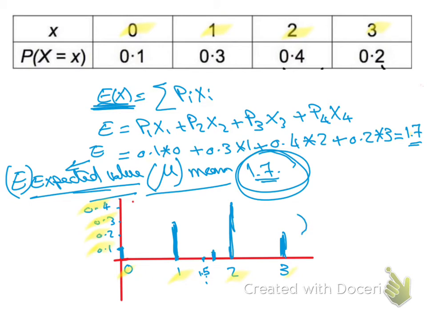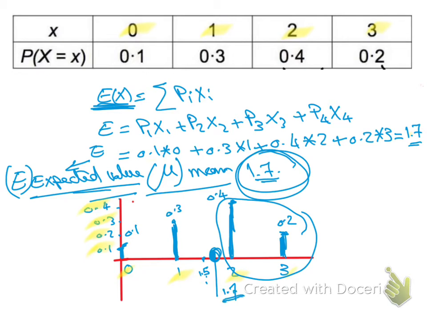Why? Because I have heavy weightage here. These are the big weights. This means like the center: if you have a mass and you want this mass to be suspended and balanced, you have to carry it nearby to the heavy part of it, so it will not be unbalanced to one side. That's why the mean always moves toward the heavy weightage. Here the probabilities are 0.4 and 0.2, but here it's only 0.1 and 0.3. So that's why we have the mean here at 1.7.